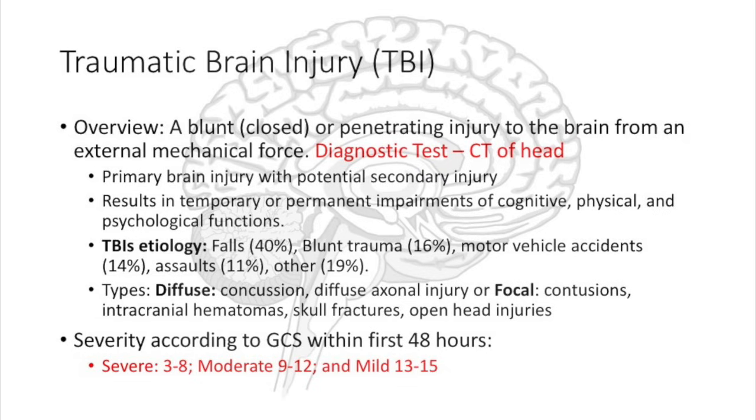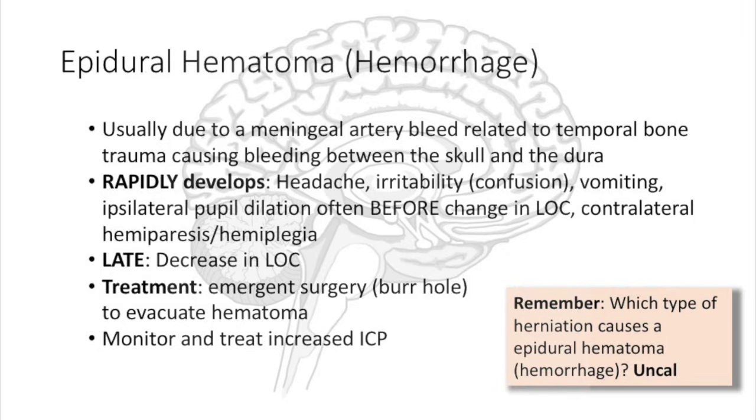These are hemorrhages. Usually an epidural hematoma is due to a meningeal artery bleed related to a temporal bone fracture or temporal bone trauma. This causes bleeding between the skull and the dura of the brain. This can rapidly develop, so you're going to have headache, irritability, confusion, vomiting. Remember that ipsilateral pupil dilation comes before level of consciousness changes. Remember, this is the uncal herniation. And there can be contralateral involvement of hemiparesis and hemiplegia.